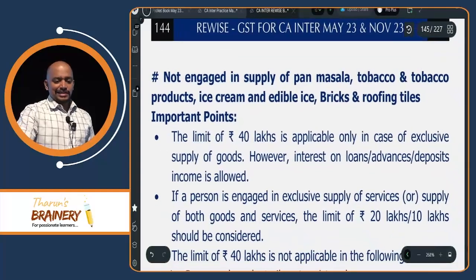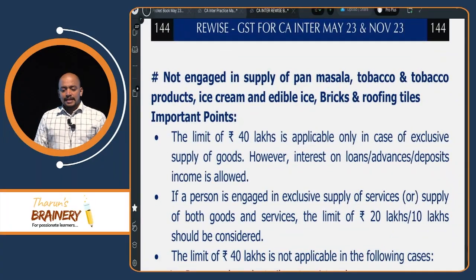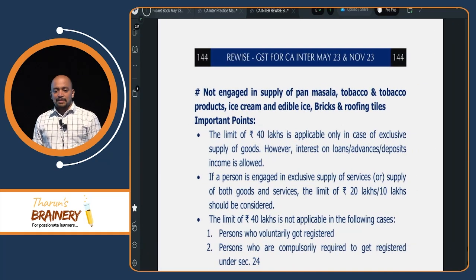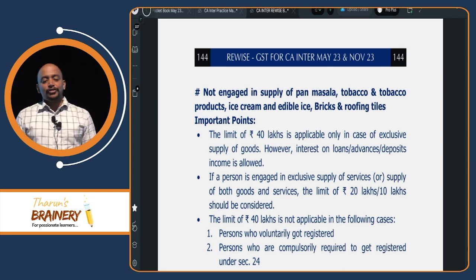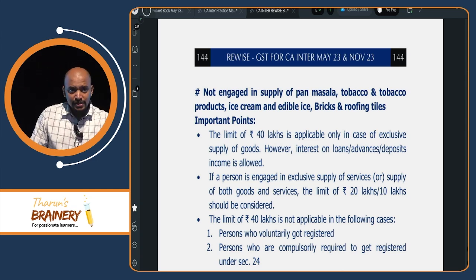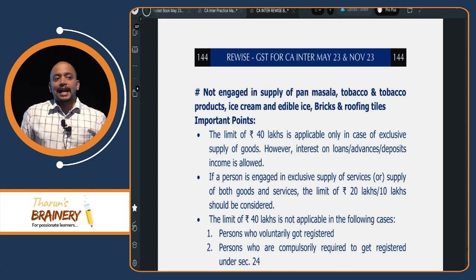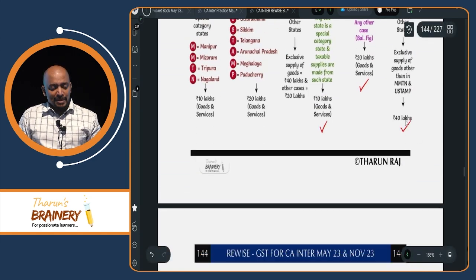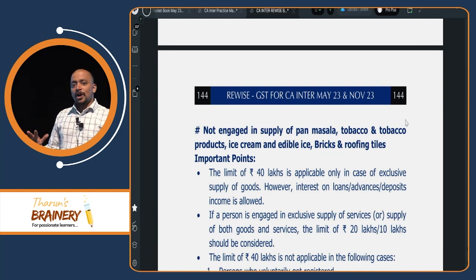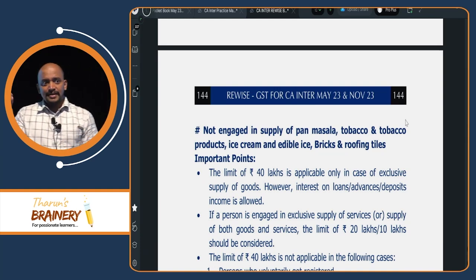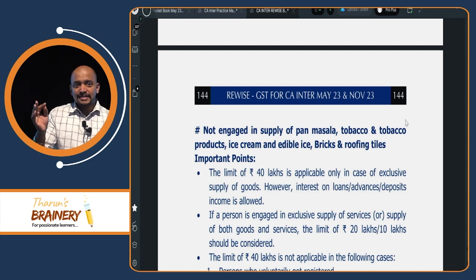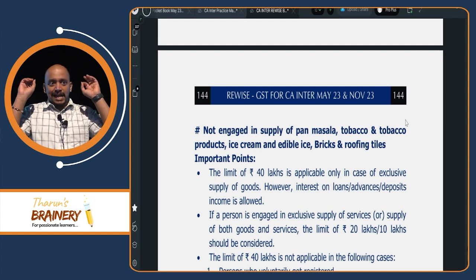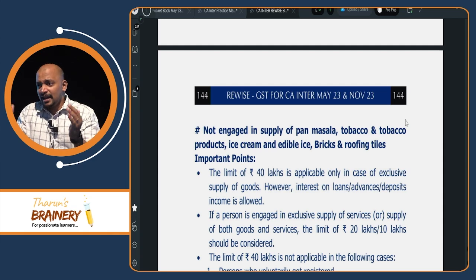Now, say this, you should not be engaged in supply of pan masala, tobacco and tobacco products, ice cream and edible ice, bricks and roofing tiles. If you are exclusively engaged in supply of these goods, the 40 lakhs limit you will not get. Then again it will be 20 lakhs limit. So wherever the 40 lakhs limit comes, there we need to remember that you are not engaged in supply of ice cream, edible ice, pan masala, tobacco products, bricks and roofing tiles. If you are engaged in supply of these goods, then the limit will be 20 lakhs.